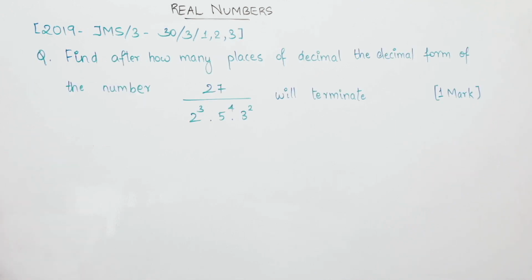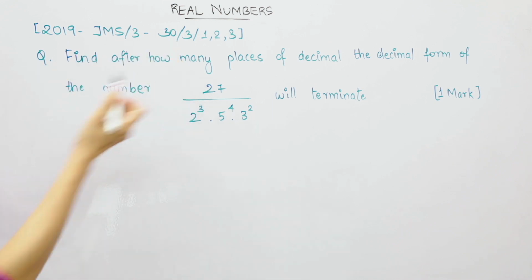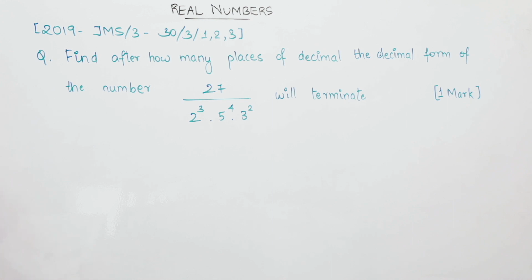This was also asked in the same year in a different zone. Series details have been provided for your reference. The question is, find after how many places of decimal the decimal form of the number 27 by 2 cube into 5 raised to 4 into 3 square will terminate. It's a 1-mark question. So we've been given a number in p by q form and we have to find after how many decimal places it will terminate.